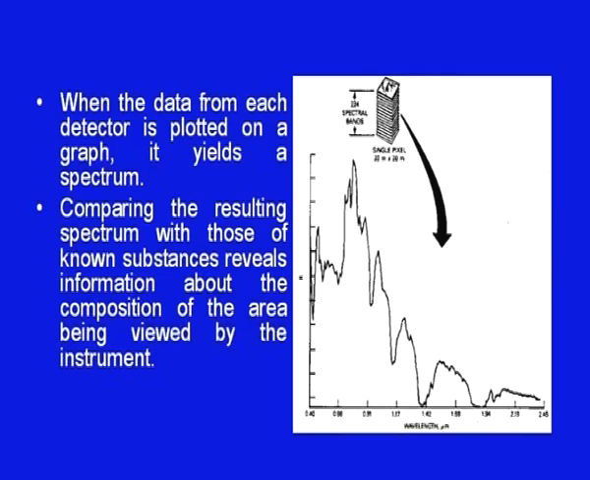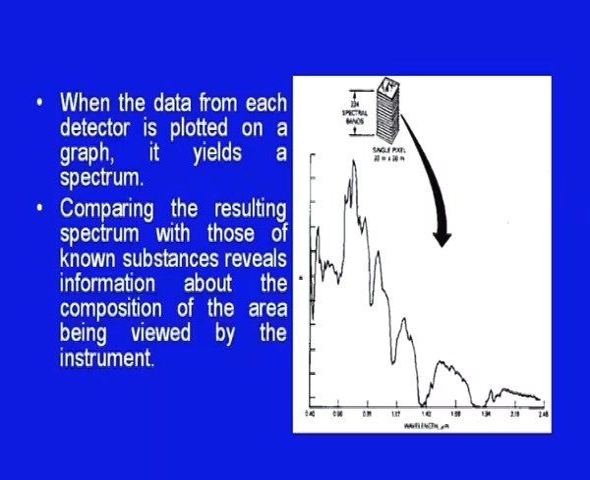The adjoining figure shows such a profile of a single pixel whose data has been collected in 224 bands, and what we can see is on the x-axis the wavelength has been plotted, whereas on the y-axis the amount of energy reflected at each wavelength from a single pixel has been generated. Comparing the resulting spectrum with those of known substances reveals information about the composition of the area being viewed by the instrument.